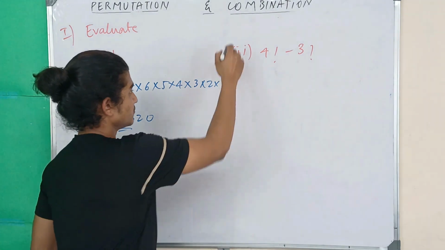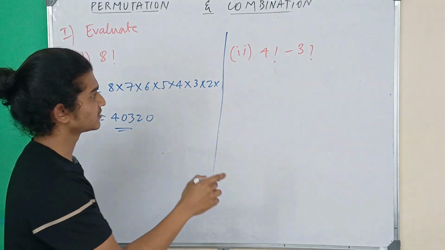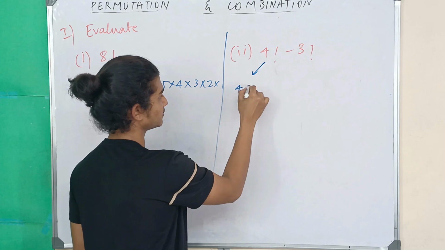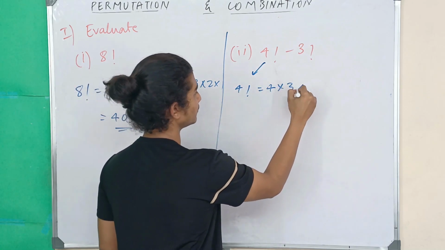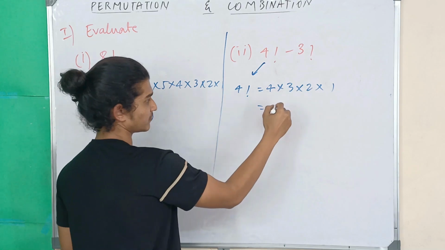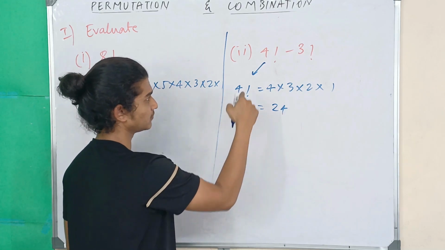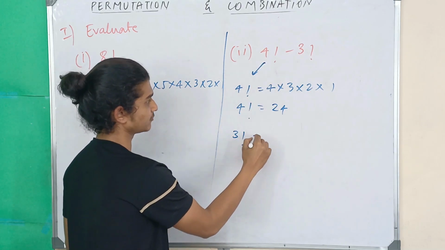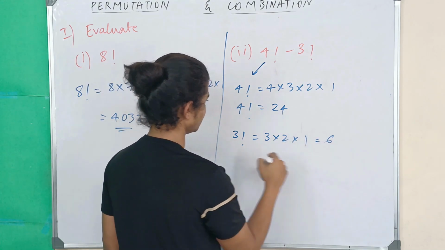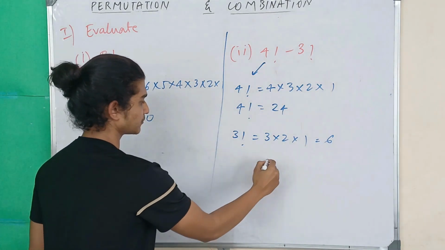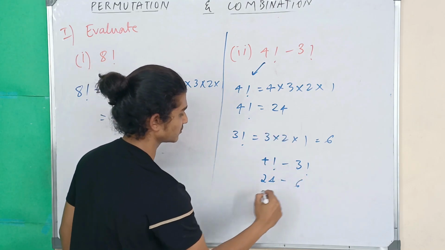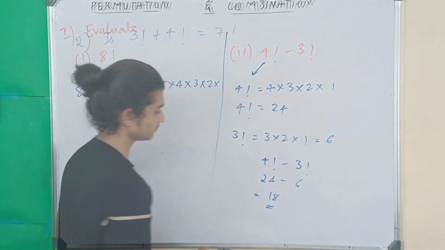The next one is 4 factorial minus 3 factorial. Let us first find 4 factorial. 4 factorial is 4 into 3 into 2 into 1. So 4 times 3 is 12, times 2 is 24. So 24 is the value of 4 factorial. Then find the 3 factorial value: 3 into 2 into 1. So 3 factorial is just 6. We're supposed to do 4 factorial minus 3 factorial, which is 24 minus 6, which is 18.